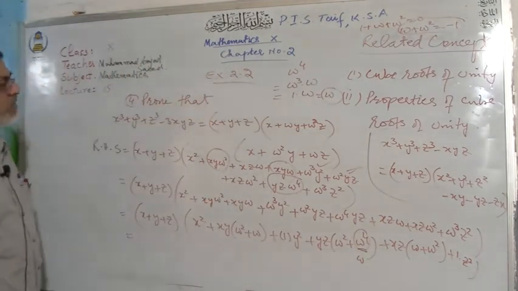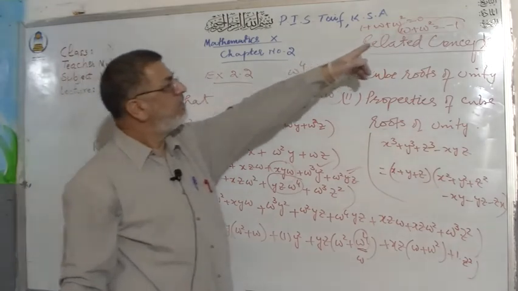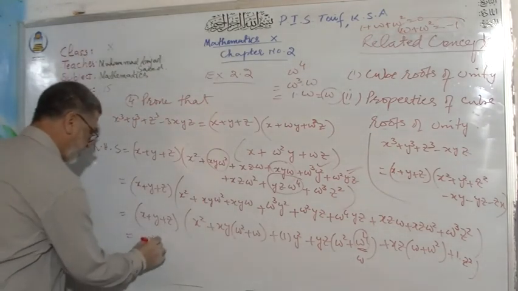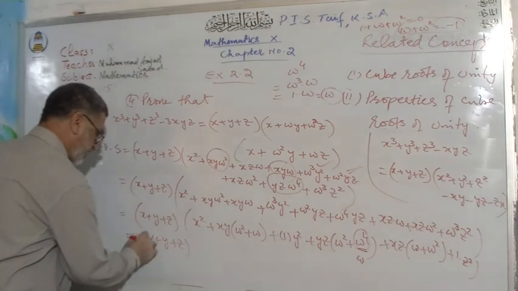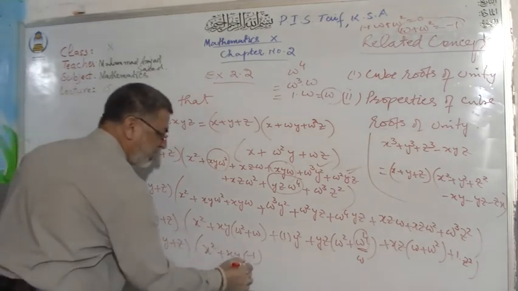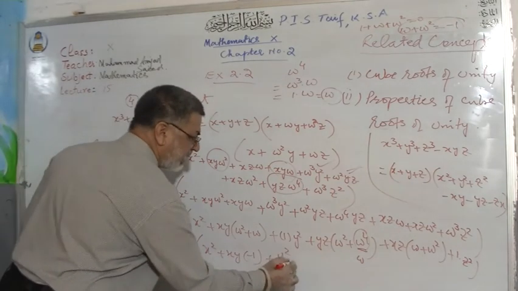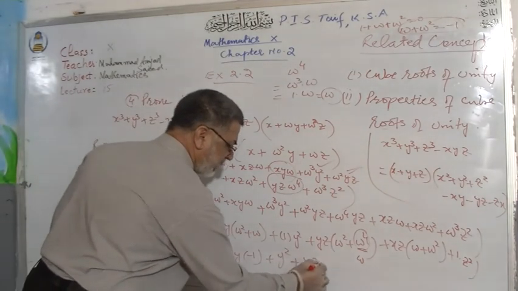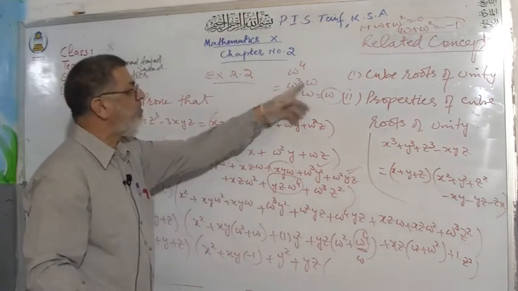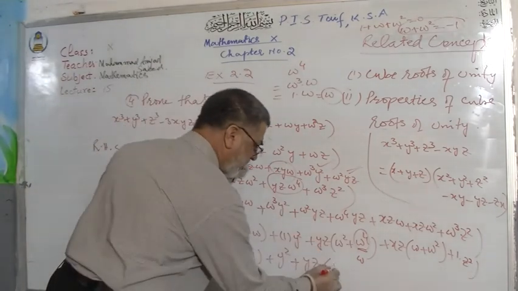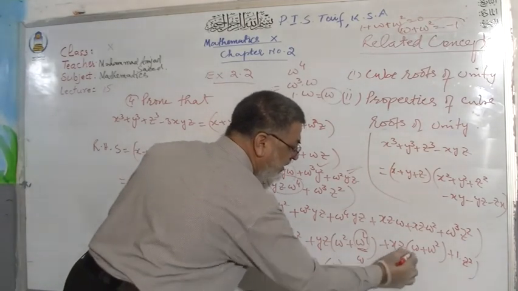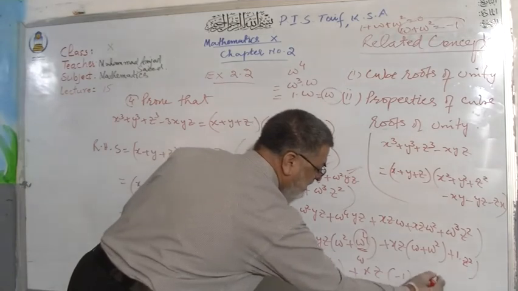In all values, in place of omega plus omega square, you will apply -1. x plus y plus z into x square plus xy into -1 plus y square plus yz into omega square plus omega. It is omega 4 is actually simplified. It is -1 and xz into, here is -1 plus z square.